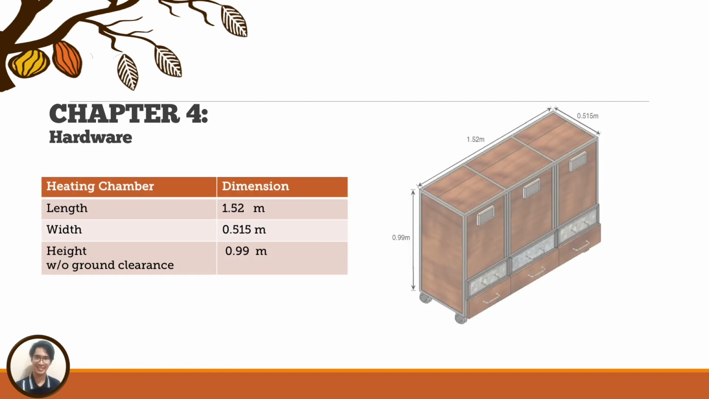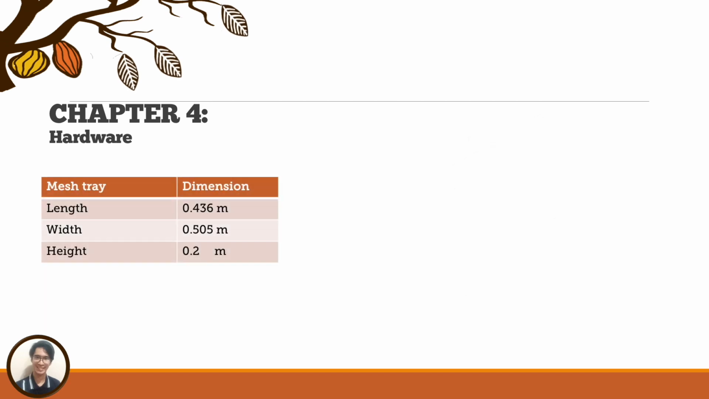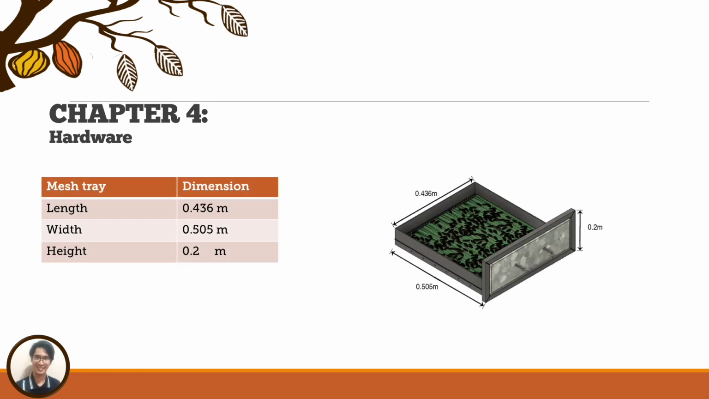The heating chamber itself has a dimension of 1.52 meters in length, 0.515 meters in width, and a height of 0.99 meters, and that is without ground clearance. Now, let us proceed to the dimensions of the mesh tray. It has a length of 0.436 meters, width of 0.505 meters, and height of 0.2 meters. Now, the mesh tray is made from stainless steel, of which the bottom part of it has a mesh.